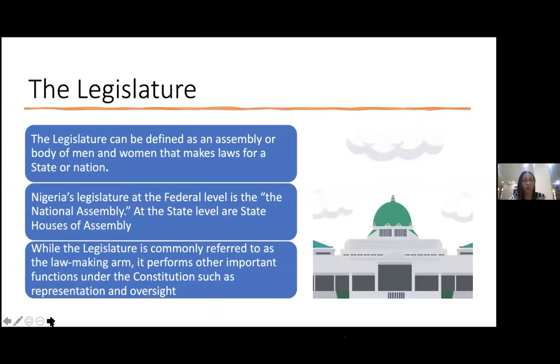Then moving to the legislature, of course, I'm sure most of us are familiar with what the legislature is and what it stands for, but really it can be defined as an assembly or body of men and women that make laws for a state or nation. So at the federal level, the legislature is called the National Assembly, and at the state level, we have the State House of Assembly. And the National Assembly has three basic functions, although they are primarily known as the lawmaking arm. They also perform other functions such as representation and oversight.